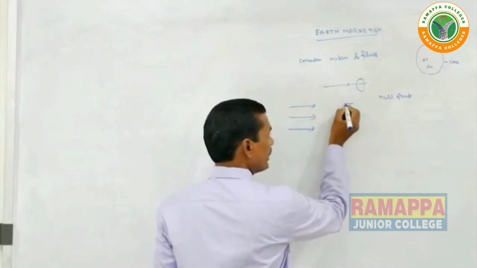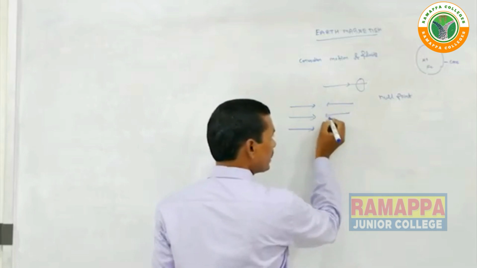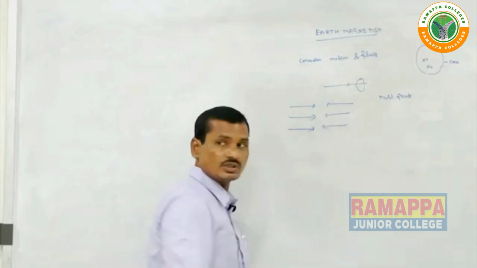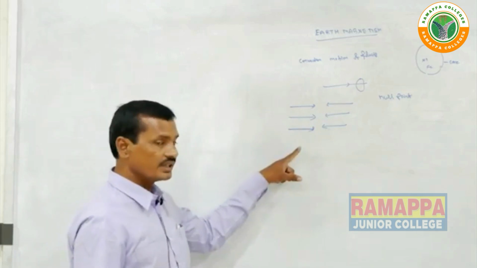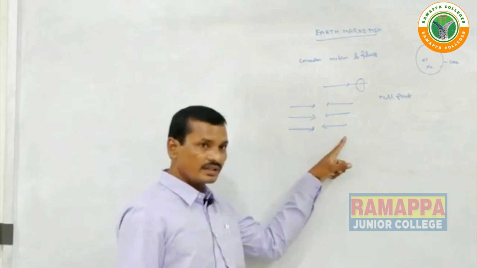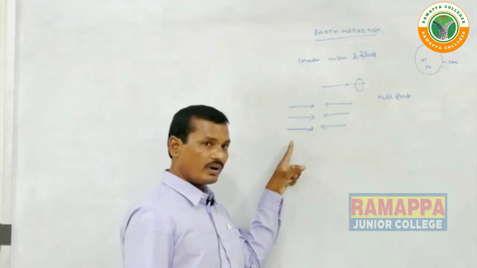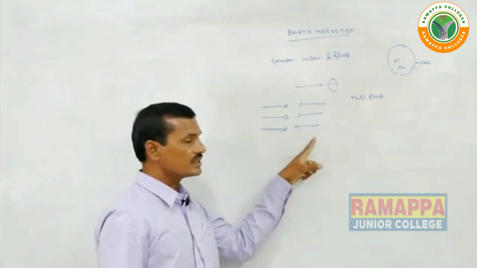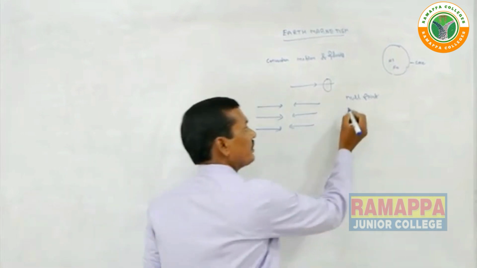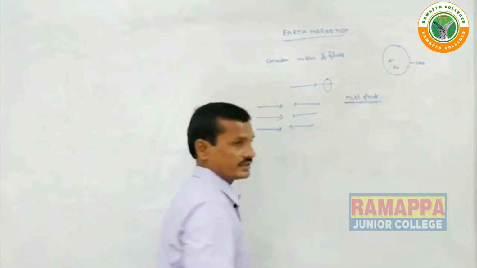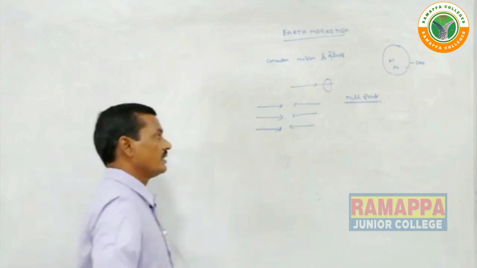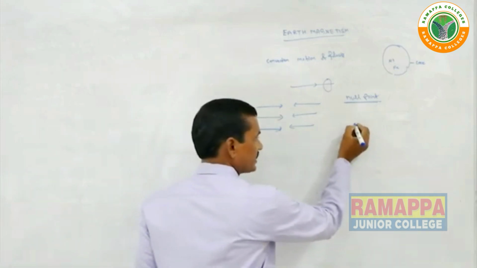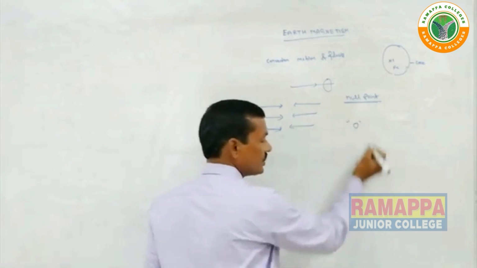In the same way, in this region, the earth also produces magnetic field lines. At this region, the earth's magnetic field lines and the bar magnet's field lines cancel each other. Hence, this point is called a null point. At null points, there is no net magnetic induction. Net magnetic induction is 0.